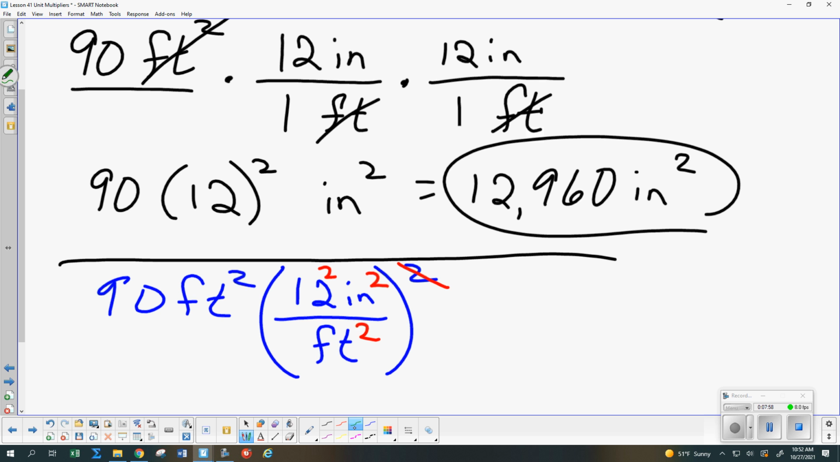Then you can cancel the feet squared, and you see, oh, I've got the 90 times the 12 squared and the inches squared. But if you just leave it out there, I see a whole lot of just 90 times 12s when we enter it on the calculator. So that's the reason for my yes and no, which really means yes, but do what you need to be careful and make sure you get it right. Fair enough?